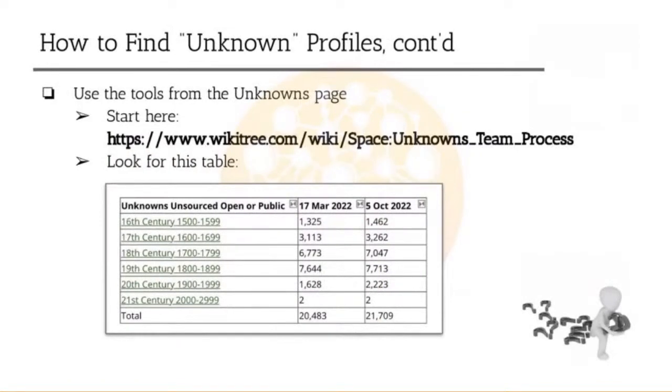Another place you can look is if you go to the unknowns page, the team process page, you can find this table. And we have divided them up by centuries. So if you're most comfortable working in a certain time period, you could choose that. Now notice that the first time we counted them on this table was in March, and you can see how much they've gone up since in October. So we really do need your help to try to solve these.